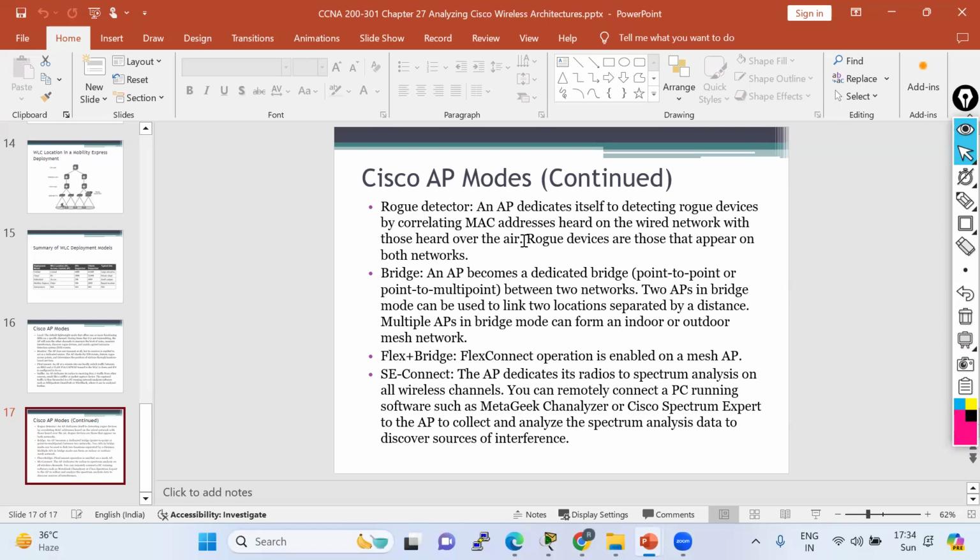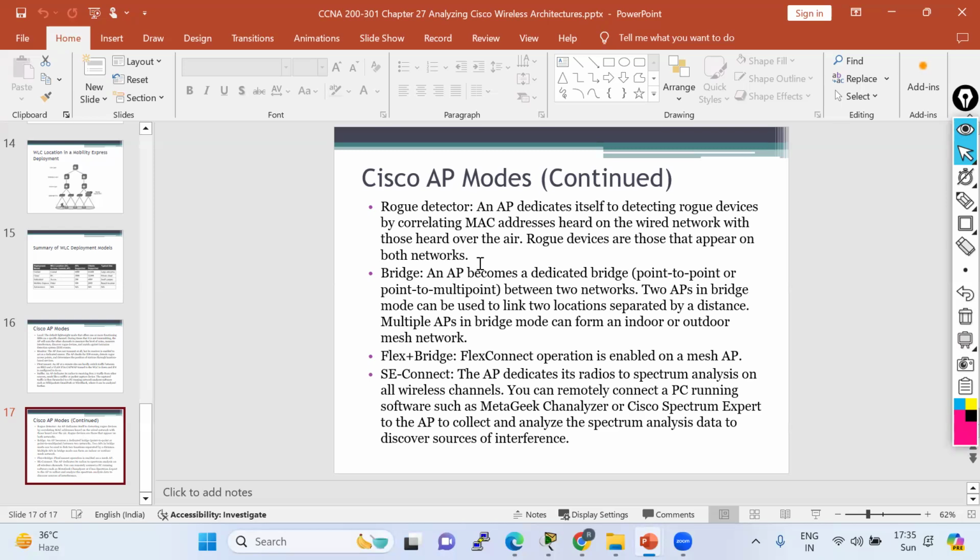Rogue devices are those that appear on both networks. Means bad devices, right? Which actually want to connect to your network, which are not allowed to connect. So the rogue detector is going to help detect those devices, using the MAC address. Basically, it is going to detect, not stop, and based on that, you can take an action. So this is the rogue detector. This is a special mode we can use.